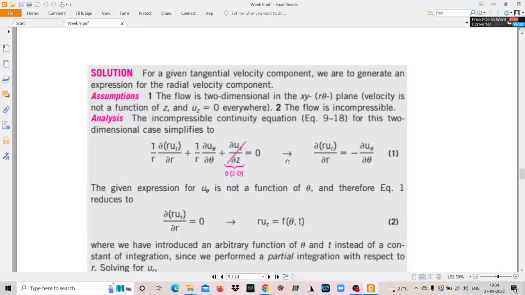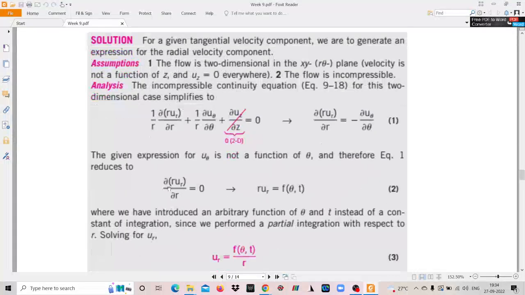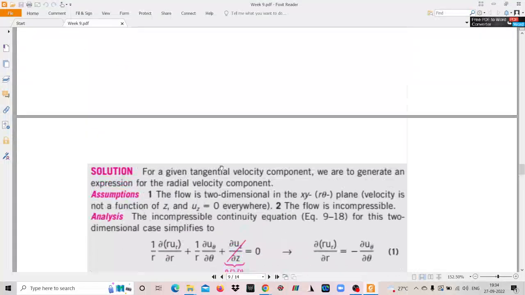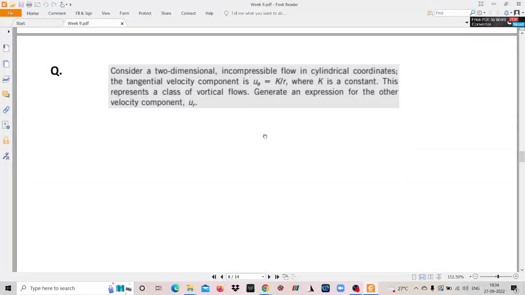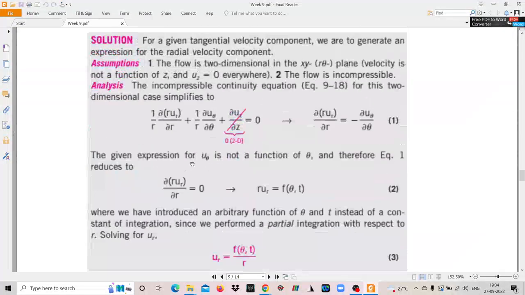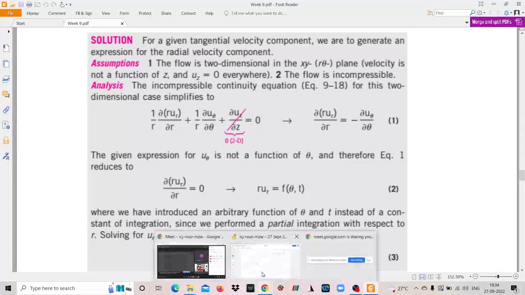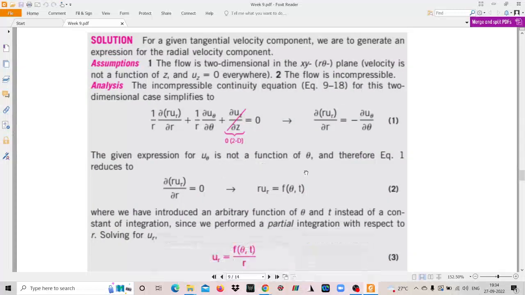Okay, or you can rearrange this as del r of r u r is equal to minus of del u theta by del theta. Now the given expression for u theta is not a function of theta. U theta is equal to k by r, where k is a constant. So u theta is basically a function of r only.